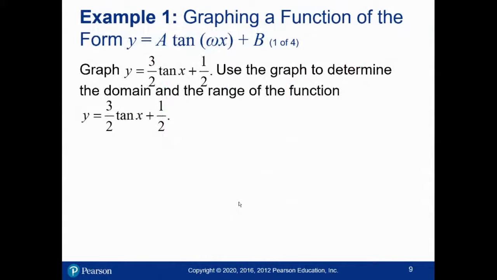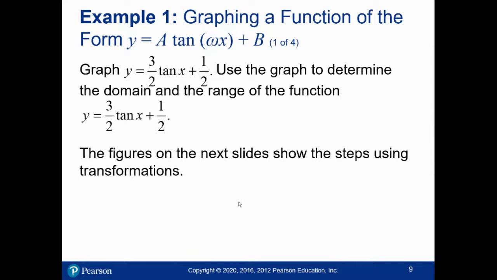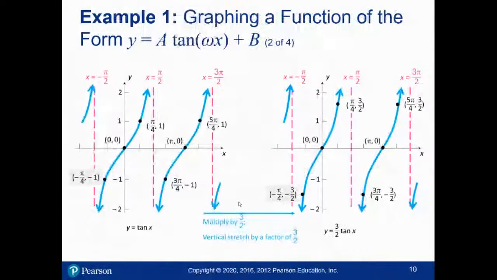So can we graph 3/2 tan x plus 1/2, and then determine the domain and range? We're going to do our normal sequence of steps using transformations. Here on the left is our normal graph of tangent. Fundamentally, what you want is one period of it. After that, it's kind of optional, but one period of tangent goes from negative pi over 2 to pi over 2 and goes up from left to right between its two vertical asymptotes.